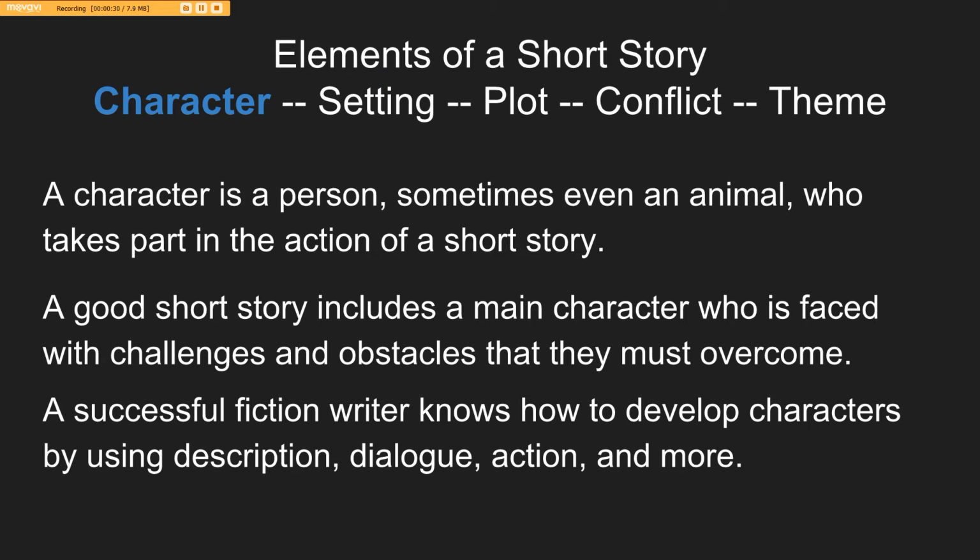The first element of a short story we'll be discussing is that of character. A character is a person, sometimes even an animal, who takes part in the action of a short story. A good short story includes a main character who is faced with challenges and obstacles that they must overcome. A successful fiction writer knows how to develop characters by using description, dialogue, action, and more.